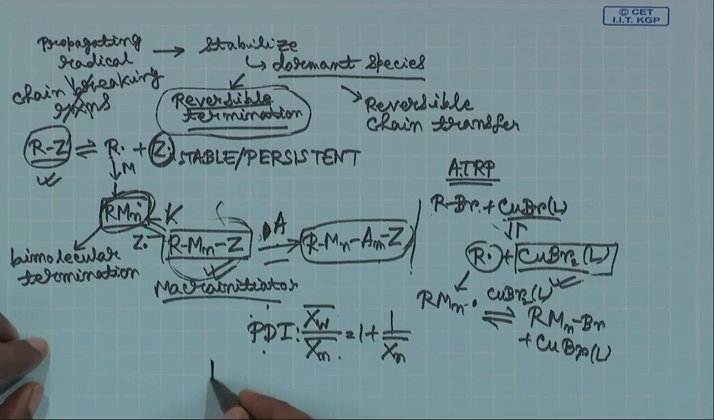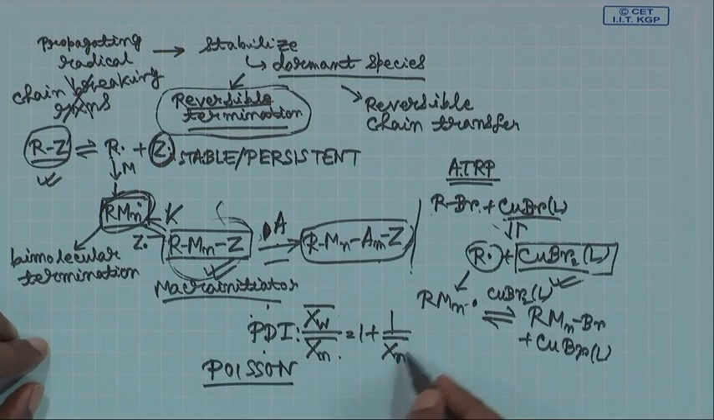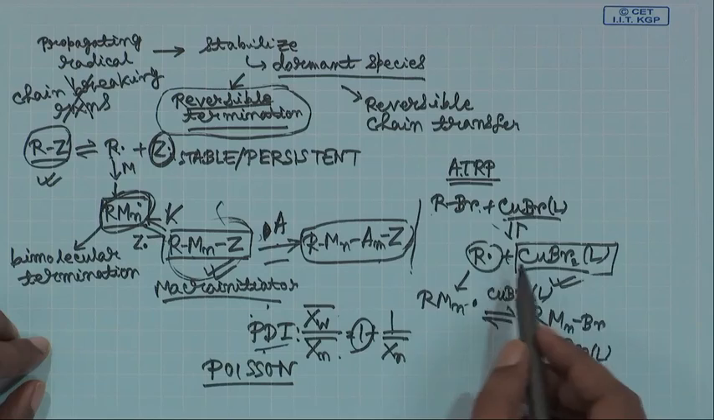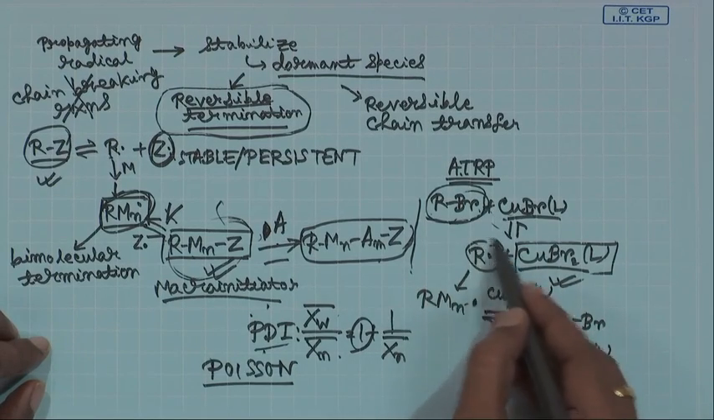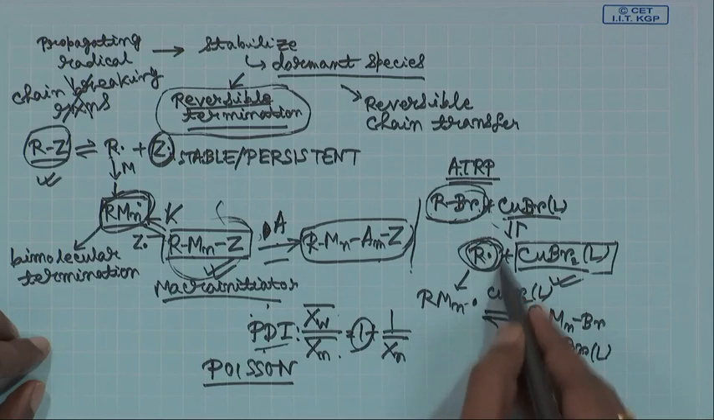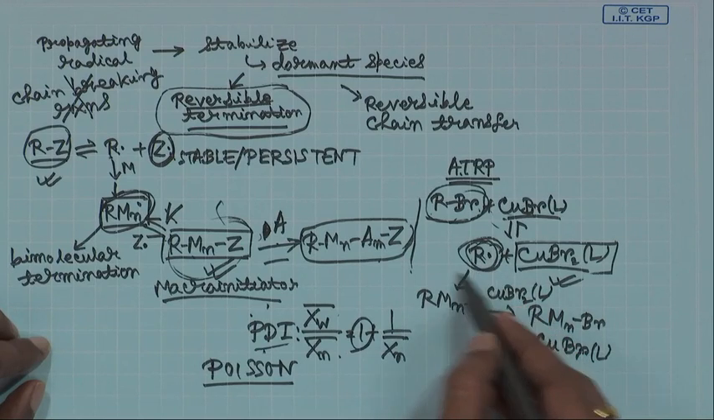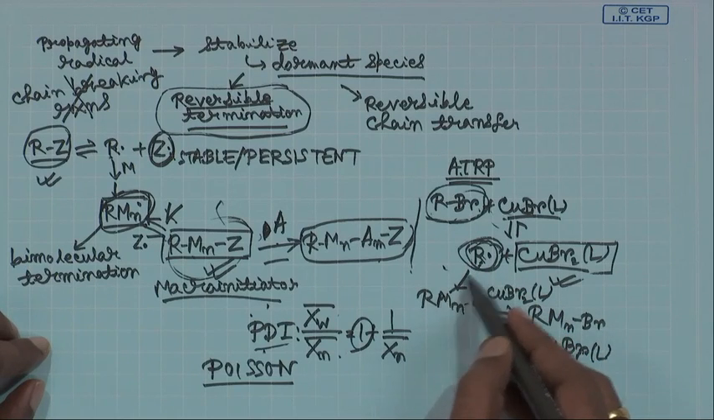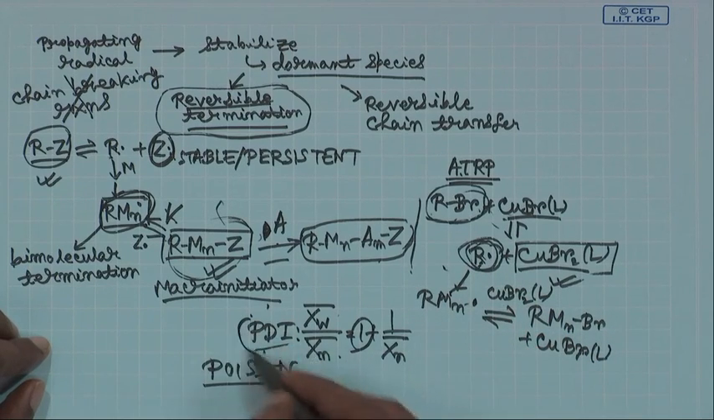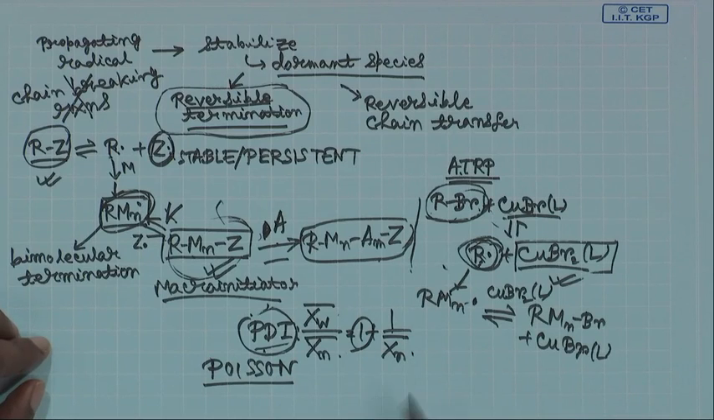So, this follows a Poisson distribution, and if your xn bar is very high, then for all practical purposes this PDI is very close to 1. That happens because you initiate all the initiator at once, it will dissociate to form R dot, and this will initiate the polymerization, and all the chains will start to grow at the same time, and they will grow for the same length of time. So, that gives you a very narrow molecular weight distribution.